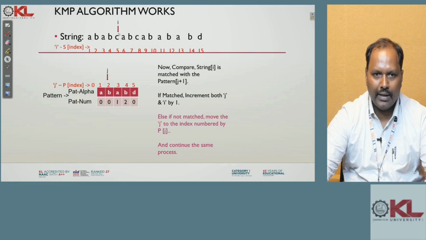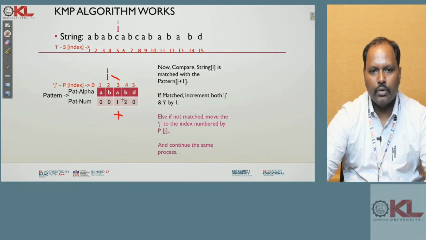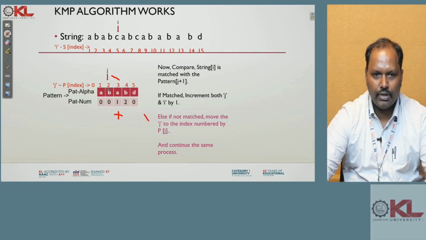Now compare I is equal to C and the J plus 1 value. Is the J plus 1 value matching or mismatching? It is mismatching. So with mismatching data, J indexing the data should be there. That means the J value is equal to here, where 0 is available. Now the J value is coming to this position.